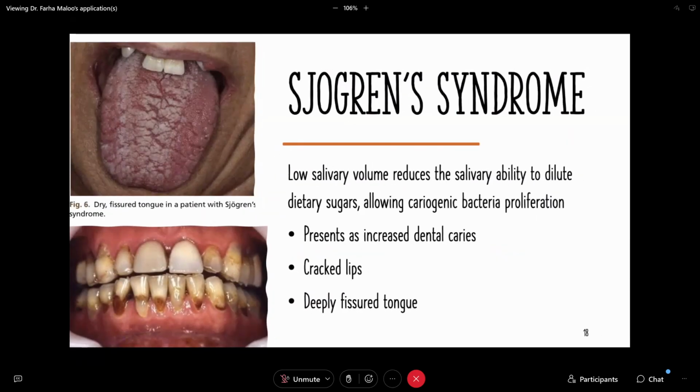Now we will look at some granulomatous diseases in detail. Sjogren syndrome. Sjogren syndrome is a chronic autoimmune disorder generally affecting the salivary glands and the lacrimal glands. The decreased salivary volume will decrease the ability of the saliva to dilute the dietary sugars. Increased dietary sugars in the oral cavity will in turn cause proliferation of the bacteria causing caries. So the patients will present with increased dental caries, cracked lips, and deeply fissured tongue. You can see the deeply fissured tongue in the picture and the dental caries.